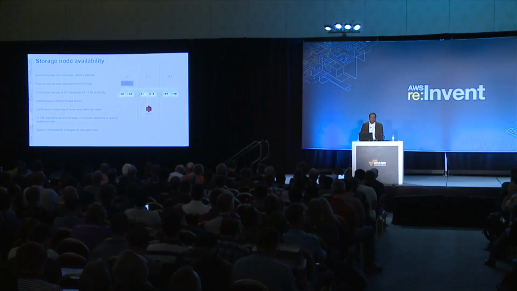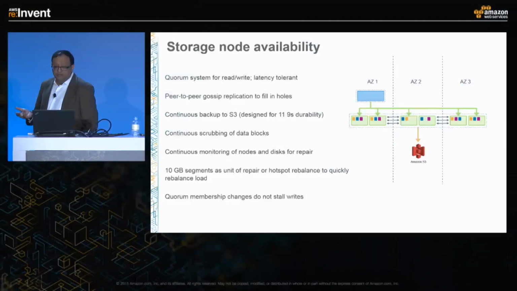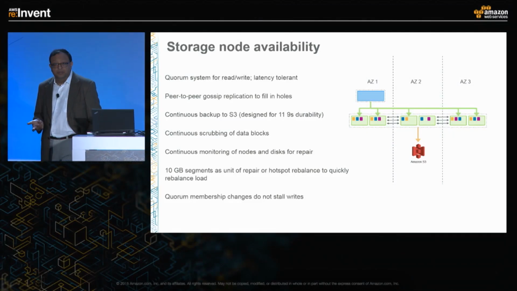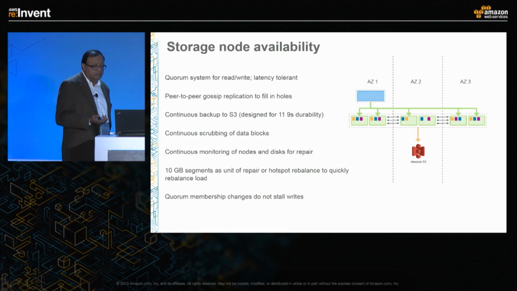So we've talked a little bit about how we use a quorum system for reads and writes, which makes it latency tolerant. More importantly, it means that we can drop a node, we can lose a disk, and that's fine, because it'll still run. You can lose an AZ, and it'll still run. And that's true both if it's a durability loss or it's just an intermittent blip. We use a gossip protocol to fill in the holes in replication in case we lose writes or there's some network weather that is causing us issues.